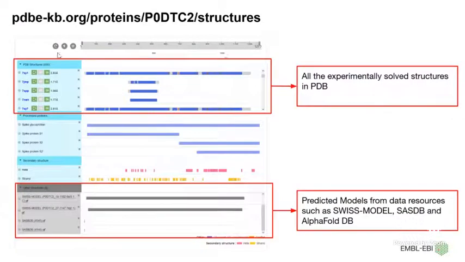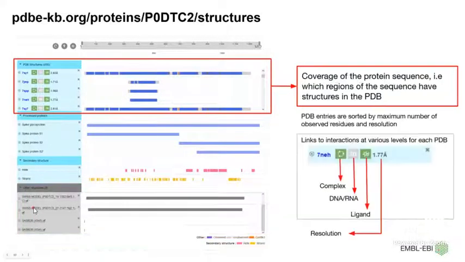Then in this section, you see at the top, experimentally solved structures which we have in PDB. Then we also have data for predicted models from various resources like SWISS-MODEL, SASBDB, and also AlphaFold-DB. This section gives you an idea of the region for which we have the known structure. In general, the PDB entries are sorted by maximum number of observed residues and resolution.